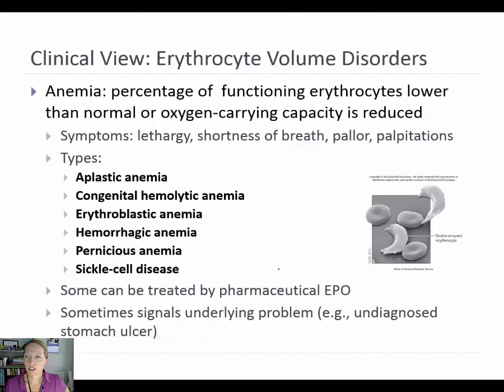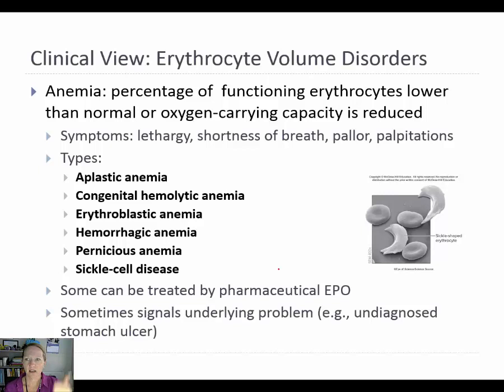So let's take a look at just a couple of erythrocyte disorders here before we get into blood type. One of the most common erythrocyte disorders in general is anemia, where the percentage of functioning erythrocytes is lower than normal. And of course, if you have fewer red blood cells, that means you don't have as many oxygen molecules as well. So the oxygen carrying capacity is reduced.